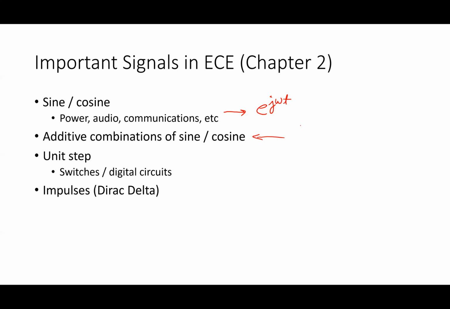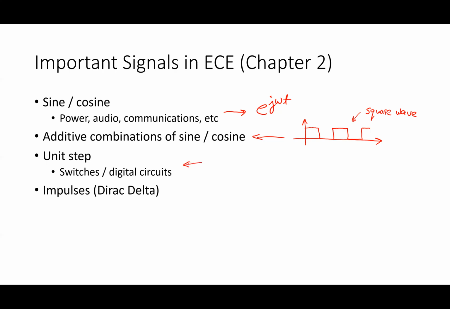So one thing you may have heard of, in digital circuits, you have clock signals. What does a clock signal look like? Yeah, it's a repetitive pulse like this. This is what I would sometimes call a square wave. This turns out to be an additive combination of sine and cosine. A very common type of signal to have. Anything that repeats, anything that's periodic, is an additive combination of sine and cosine.